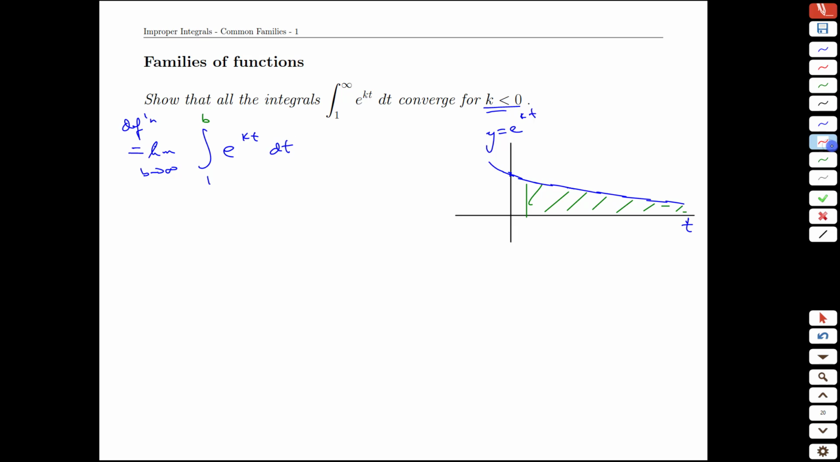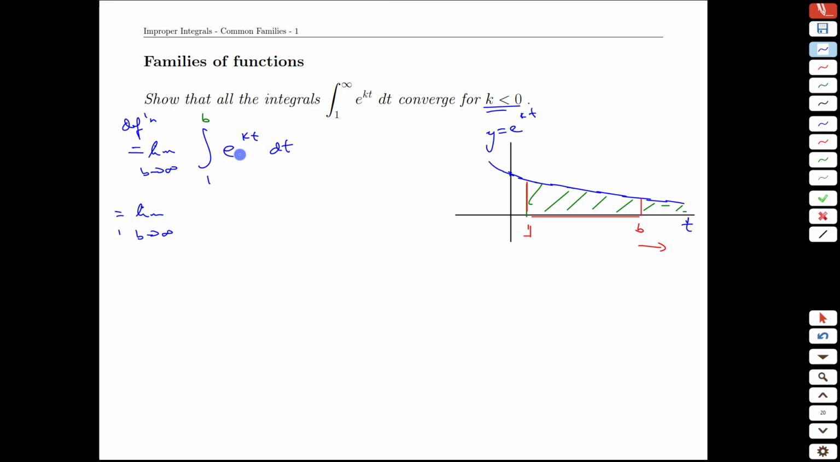Again, all that's doing is setting up a temporary interval from 1 to b, and then once we've computed that, we push b out further and further and further. All right, then we restate the limit. This will be the last thing we evaluate.